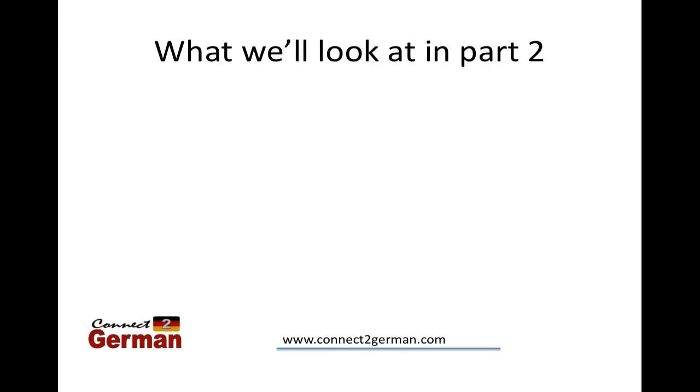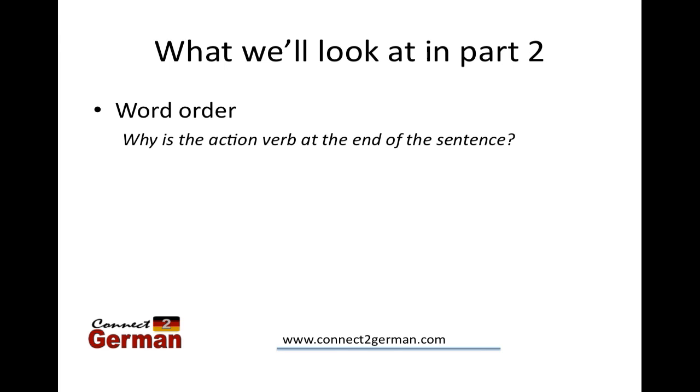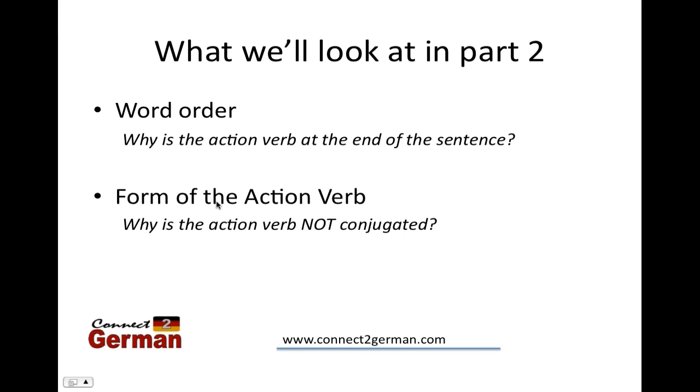So what we're going to be looking at in part 2 is a little bit more than the conjugation. We're going to be looking at the word order, specifically why does the action verb come at the end of the sentence. Remember we said these are just modal verbs: I can, I want to, I have to. But what about play, eat, drink, all those action verbs? Those come at the end of the sentences. Why? We're also going to look at why the action verb at the end of the sentence is not conjugated. So that's all coming in part 2.